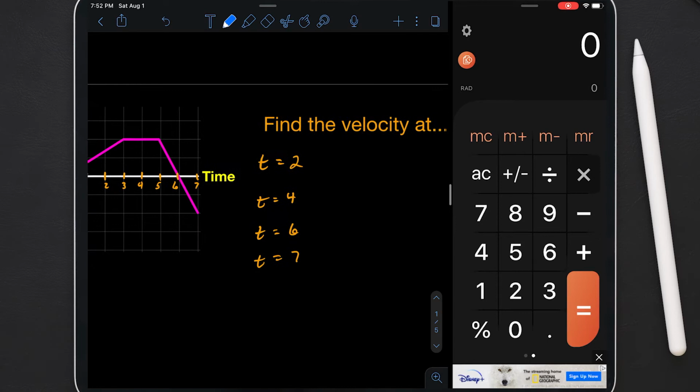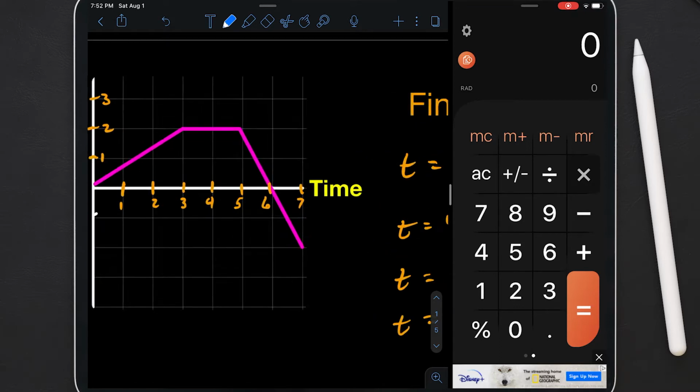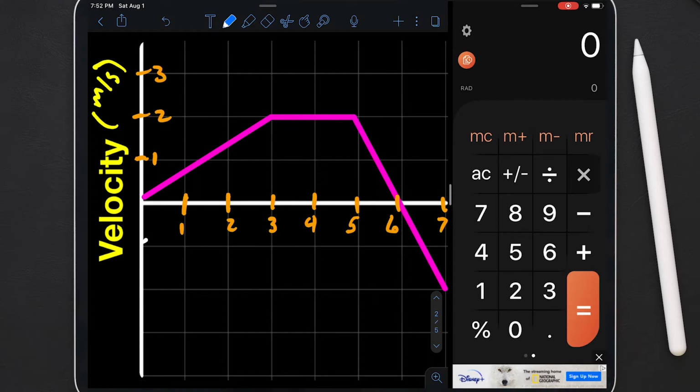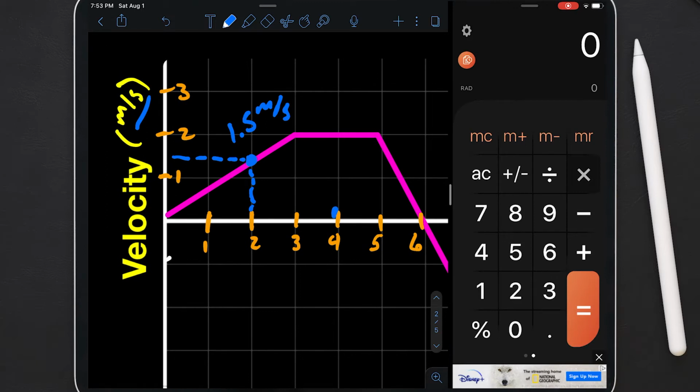So we want to find the velocity on this velocity versus time graph at a couple different times, at 2 seconds, 4 seconds, 6 seconds, and 7 seconds. So let's look at what the velocity would be at 2 seconds. Well, we go 2 seconds up right there, so probably about 1.5 meters per second. You notice our units for velocity are meters per second on this. And then at 4 seconds, right there, that's at 2 meters per second.